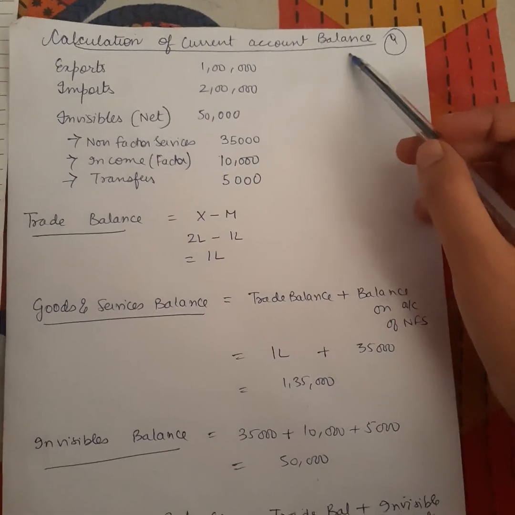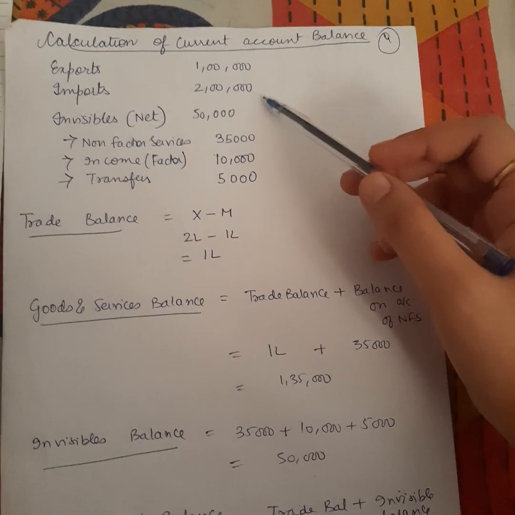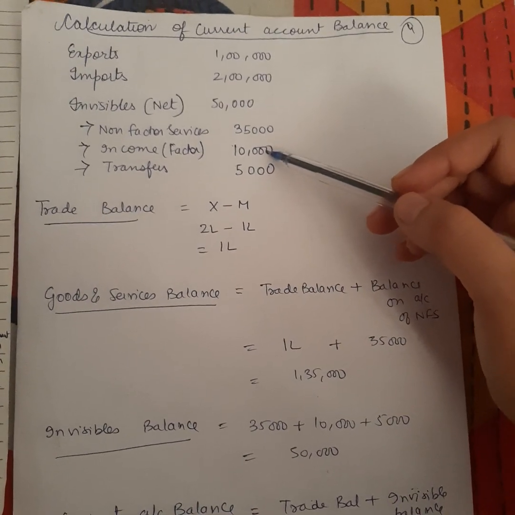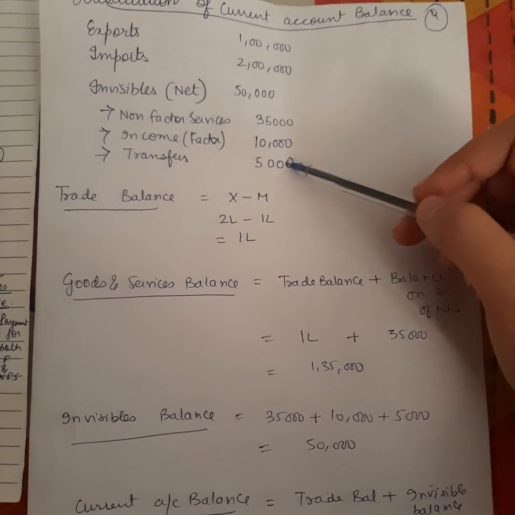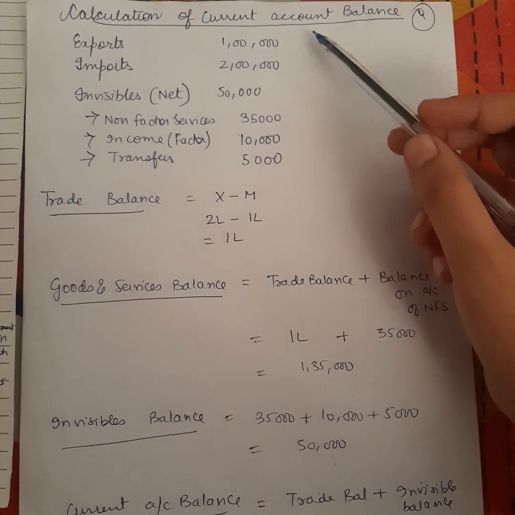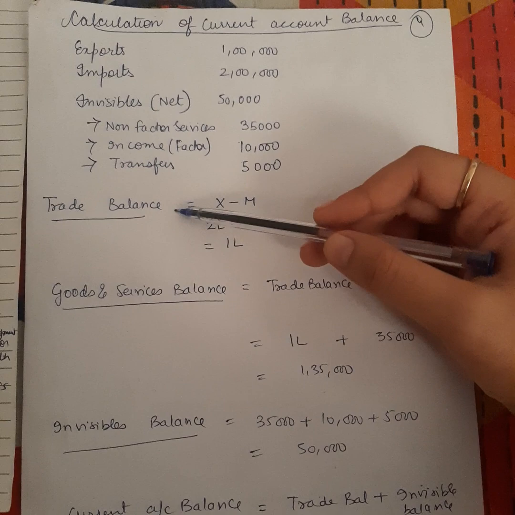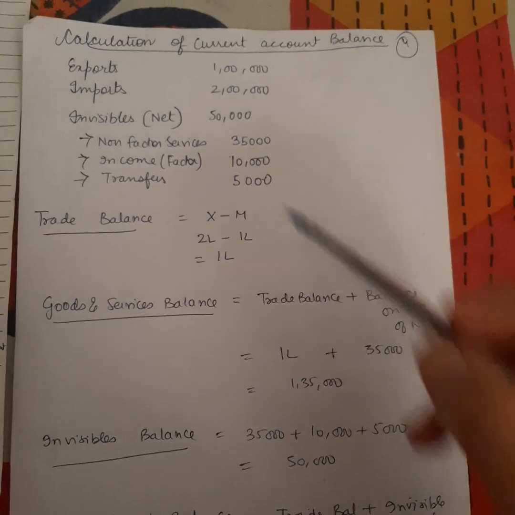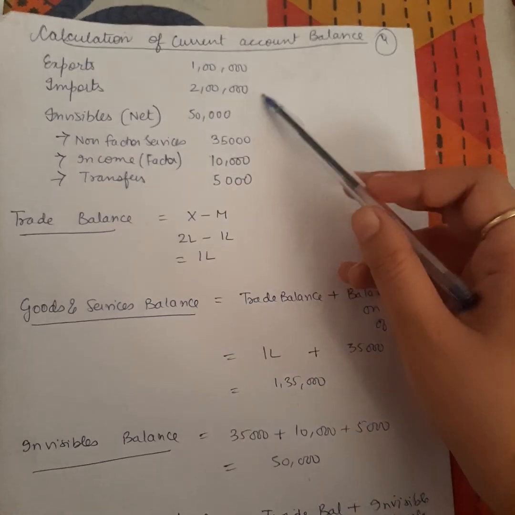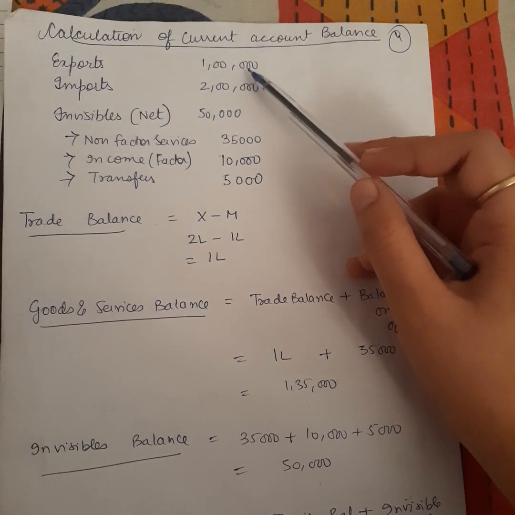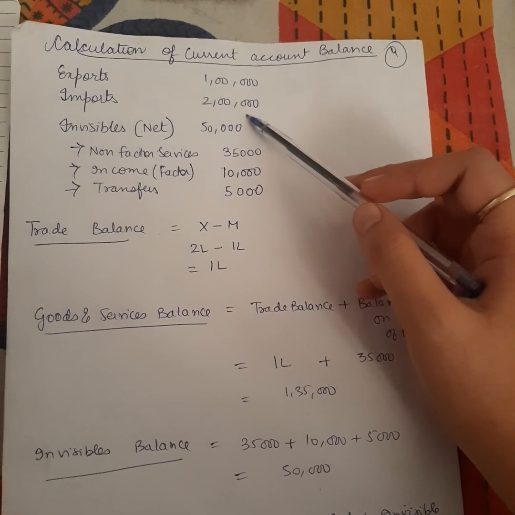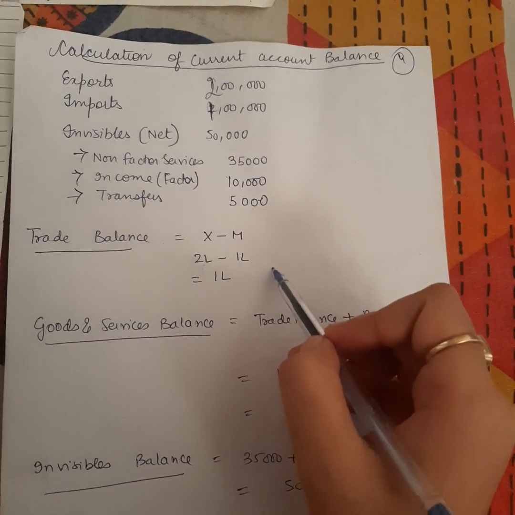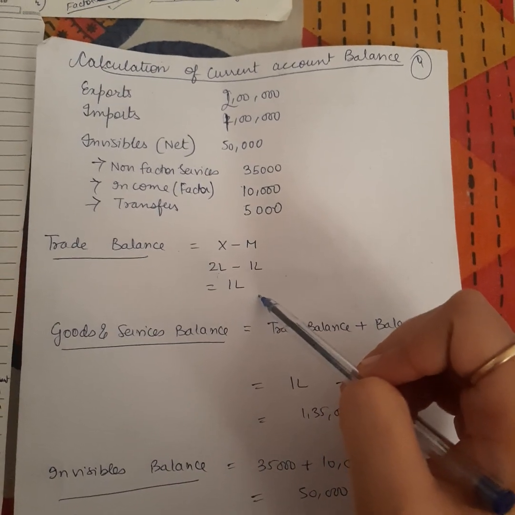Okay, calculation of current account balance. Exports are given, imports are given, invisibles are given, non-factor services are given, incomes from factor services are given, and transfers are given. Now how do you calculate current account balance? Firstly, you have to calculate trade balance, because current account balance is trade balance plus invisibles balance. So let's calculate trade balance. Exports minus imports. 2 lakh minus 1 lakh is 1 lakh. You get the trade balance.